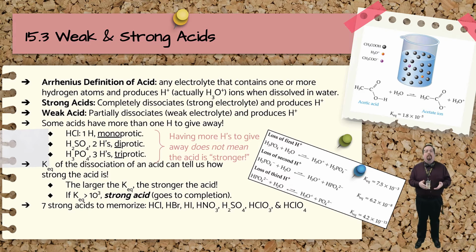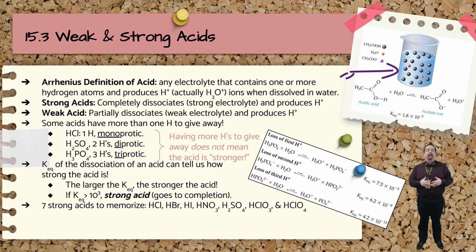The KEQ value for an acid can tell us how well the acid does at dissociating, and therefore how strong the acid is. The larger the KEQ, the stronger the acid is, because the more ions are produced. If the KEQ is greater than 10 to the third, the dissociation goes to completion, and we call it a strong acid. Acetic acid is a good example of a weak acid.